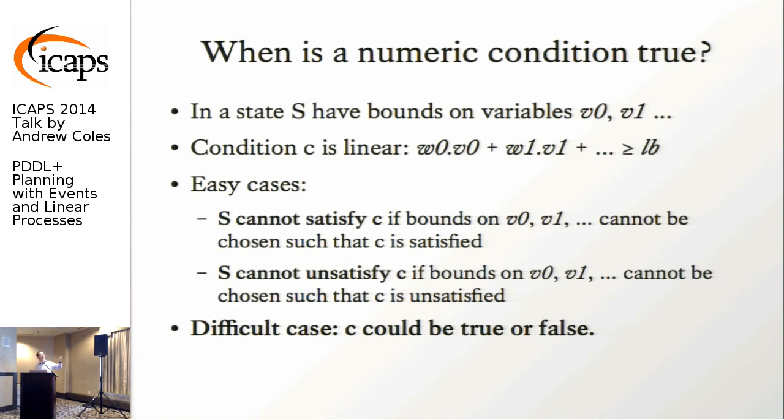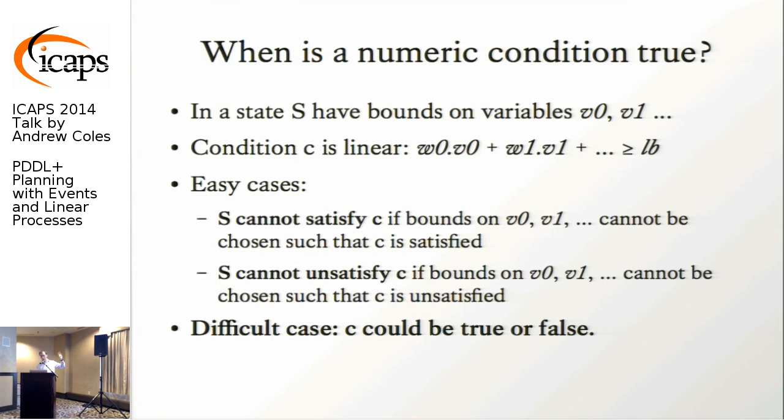Similarly, if we cannot unsatisfy the condition on the process, it has to happen. If there's no way we can consume enough battery, for instance, then a process requiring some level of battery will have to happen. Now, those are two easy cases because we can look at the state, we can say something about the process, we can add it to the model. The tricky case, though, is what if C could be true or false?